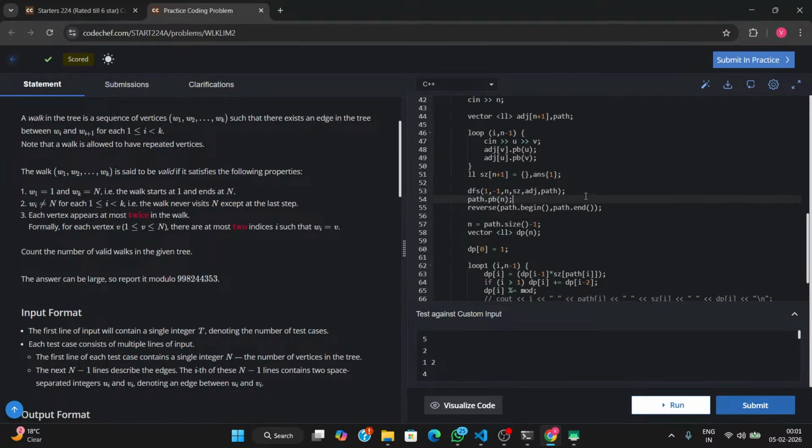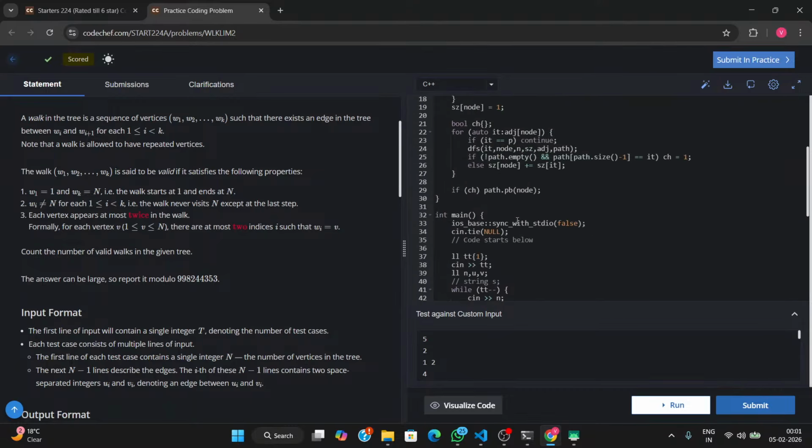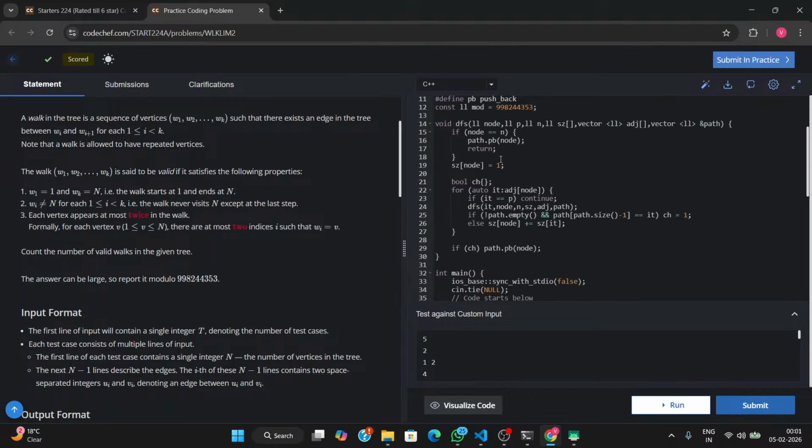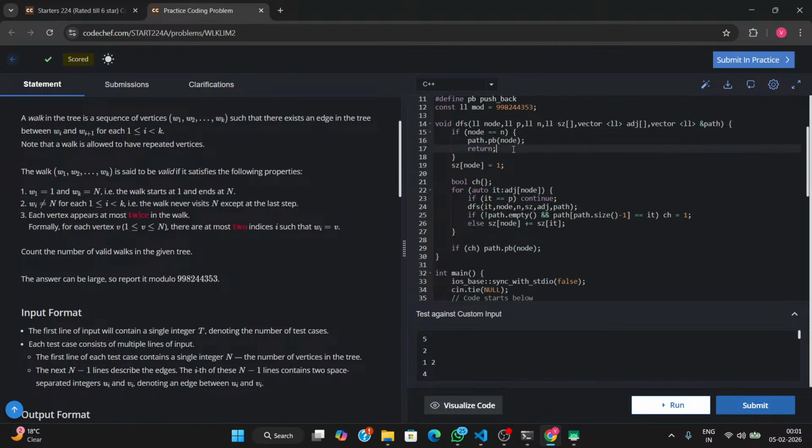So we have our sizes, the subtree sizes excluding the subtree with n. We have that stored in SZ, and then we'll calculate our DP, right? So we first of all did a DFS to calculate these sizes. In our DFS, if the node is n, then we will simply include that node in our path, push it back in our path and return, right?